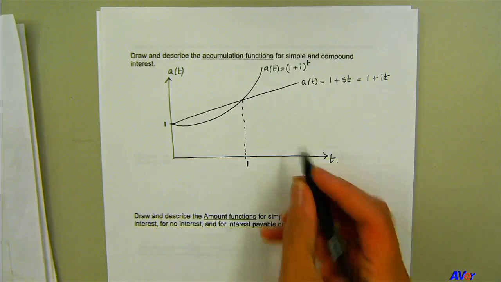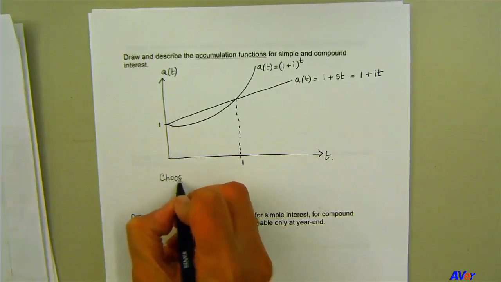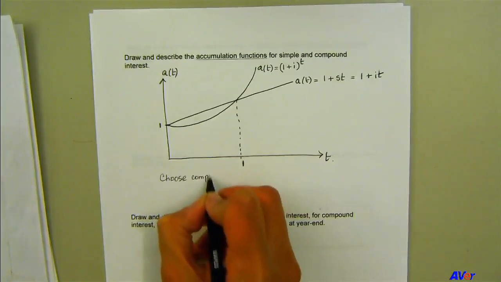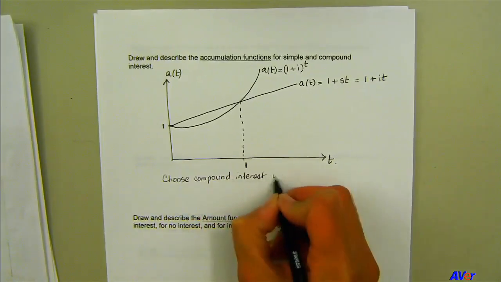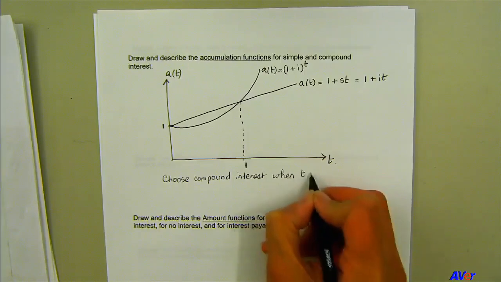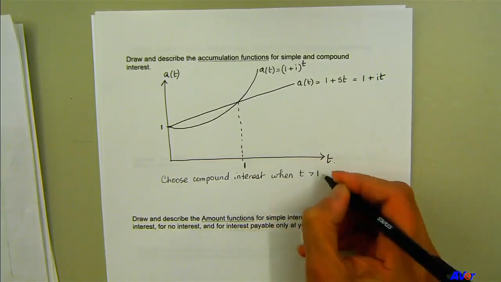So should we write that? Choose compound interest when t is greater than 1 year.